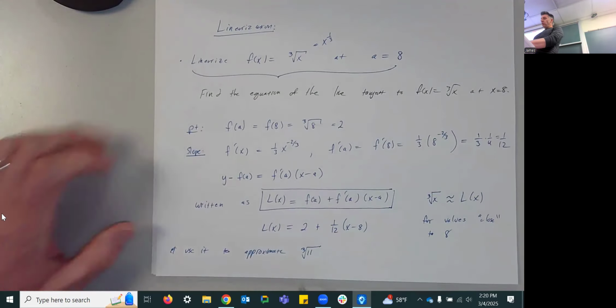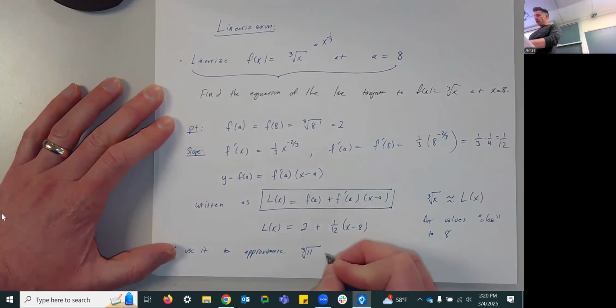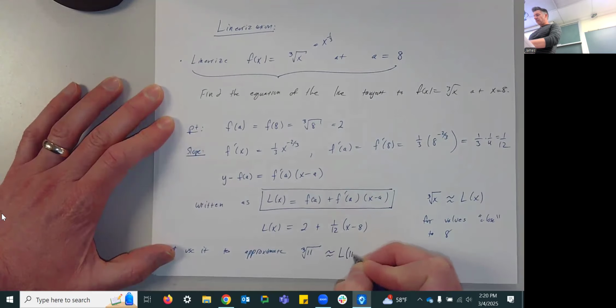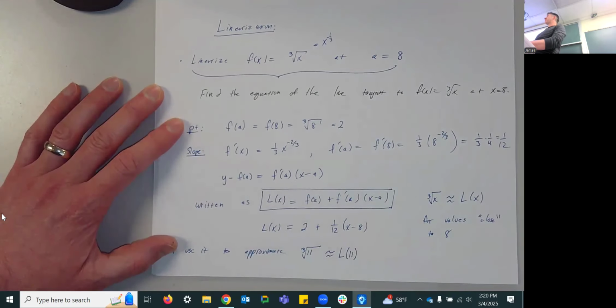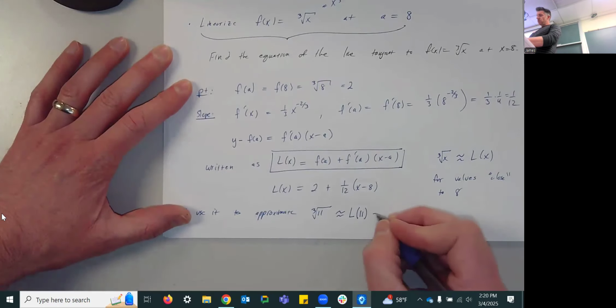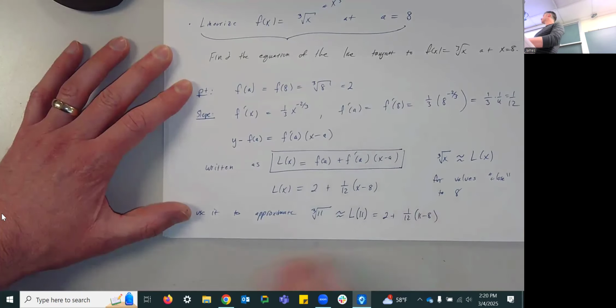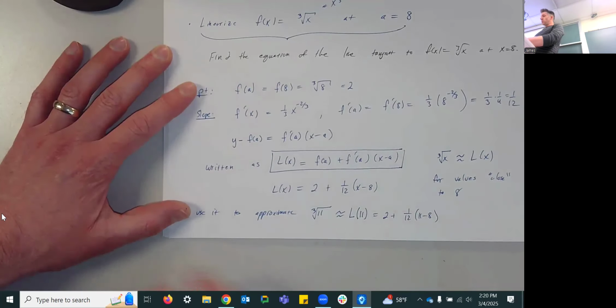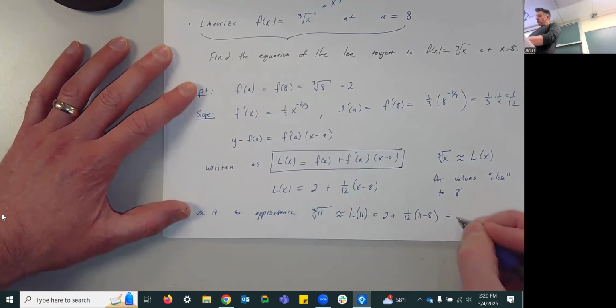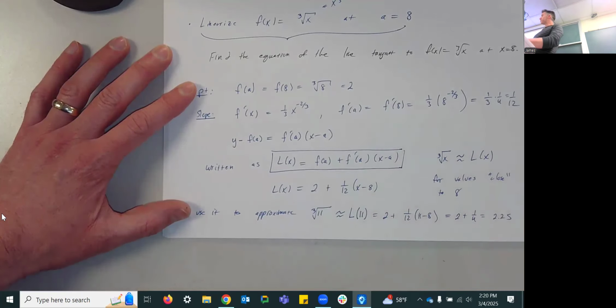So we can say, cool, the cube root of 11 is approximately the linearization evaluated at 11. And then you just plug in the value for x, and you get 2 plus 1/12 times 11 minus 8, which is going to be 2 plus 3/12, which is 1/4, which is 2.25.